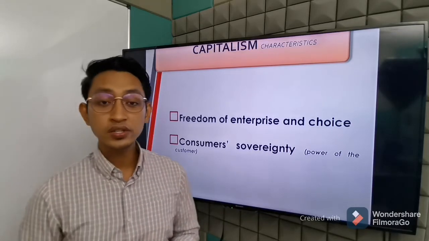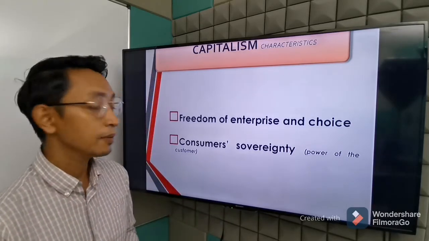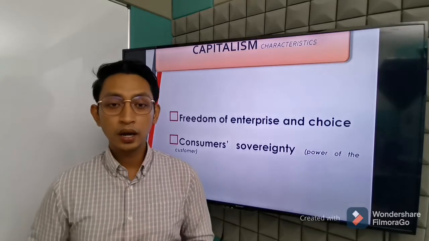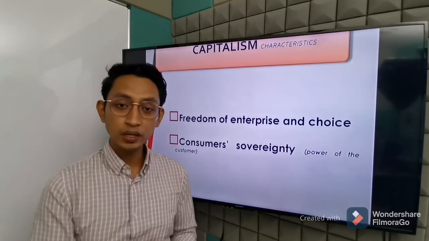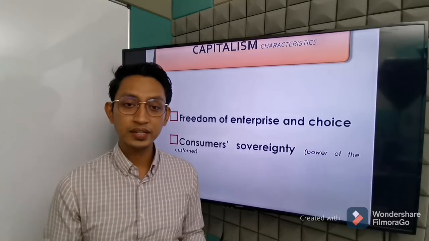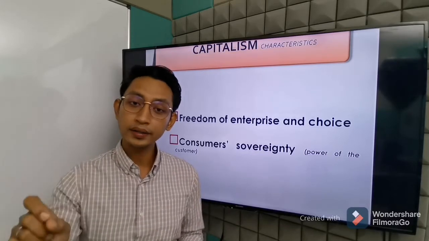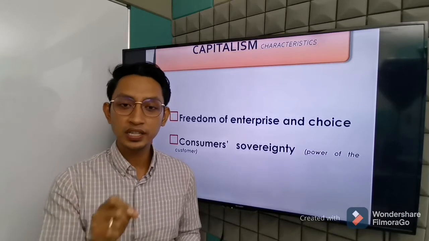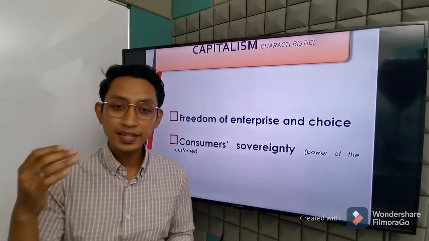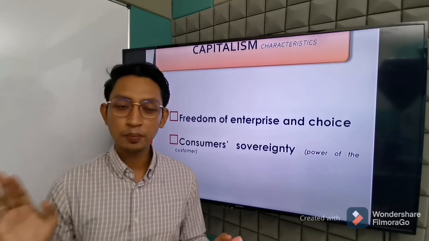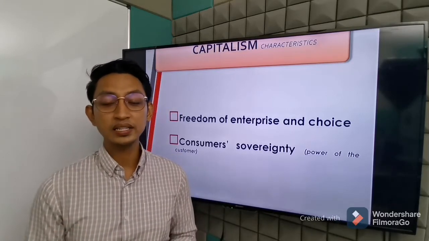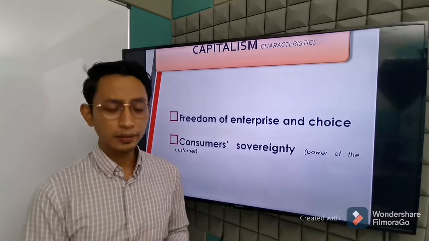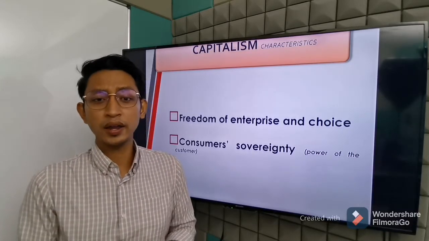And the third one is consumer sovereignty. What does it mean? The power of the consumer is put in place. Whenever producers want to produce goods and services, they will look at what consumers demand. If there is a demand for a certain product, definitely they will produce that product without considering whether that product is ethical or not, whether that product meets religious requirements or not.